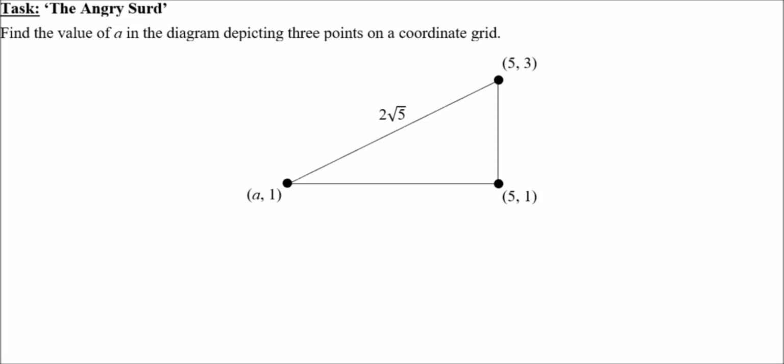Find the value of A in this diagram depicting 3 points on a coordinate grid. So if we have a look here, it's not too hard to deduce that this is a right-angled triangle. And so let's just label in what we can.